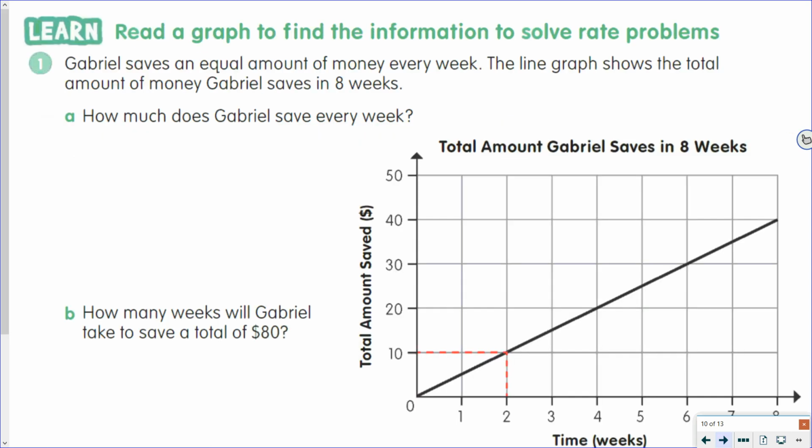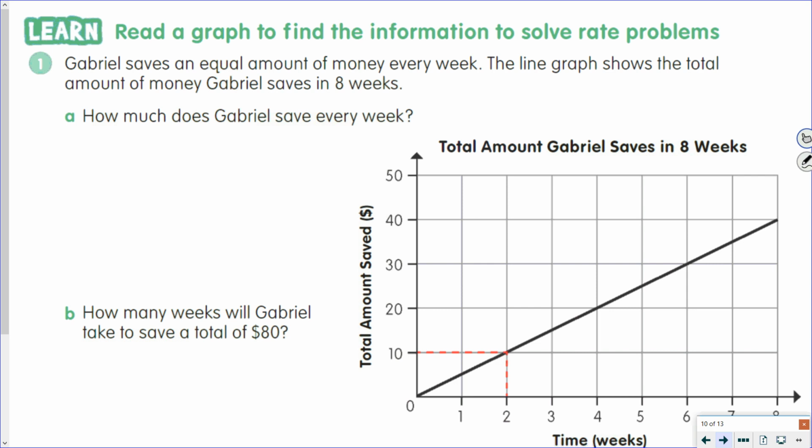All right, for these next set of questions, we're going to take our work with line graphs and what we know about the coordinate plane. And we're going to take our knowledge of rates, unit rates, and kind of combine those into one. So Gabriel saves an equal amount of money every week. Good for you, Gabriel. And the graph shows the total amount of money Gabriel saves in 8 weeks. So we want to figure out how much Gabriel saves every week.